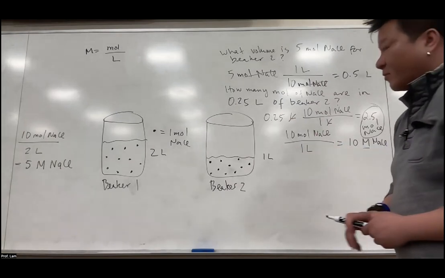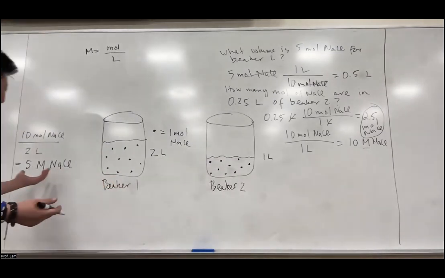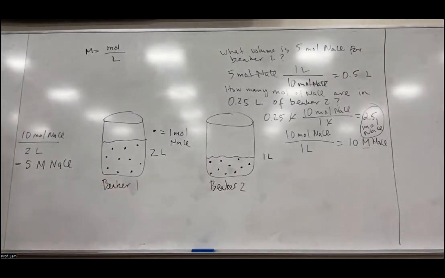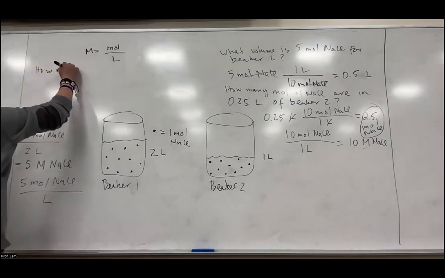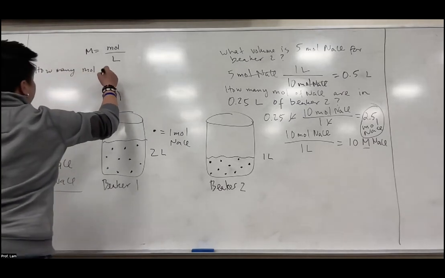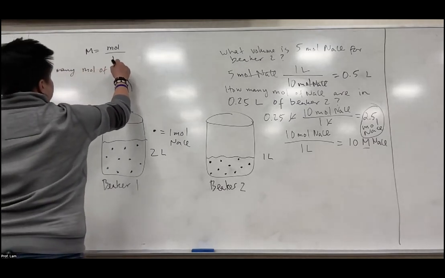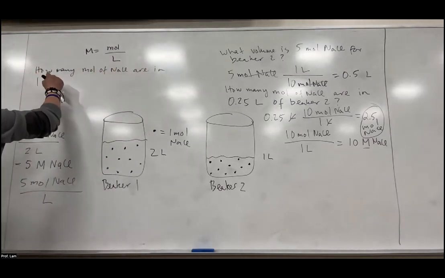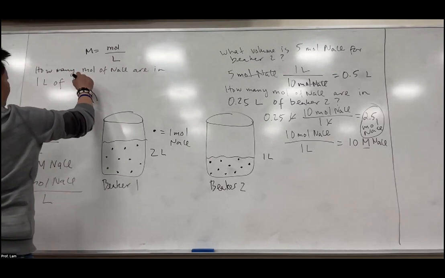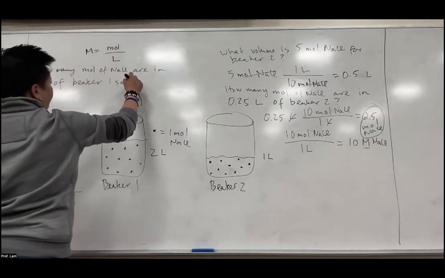Okay. We can do a couple examples too with beaker 1. So beaker 1, it's a 5 molar NaCl. So we need to translate that. Anytime, remember, you see big M, just rewrite it as 5 moles per liter, right there. So now we can ask how many moles of NaCl are in 1 liter of beaker 1 solution.